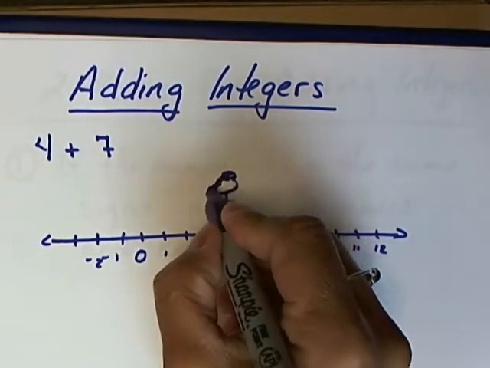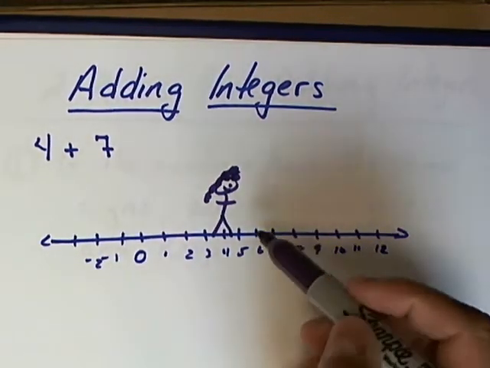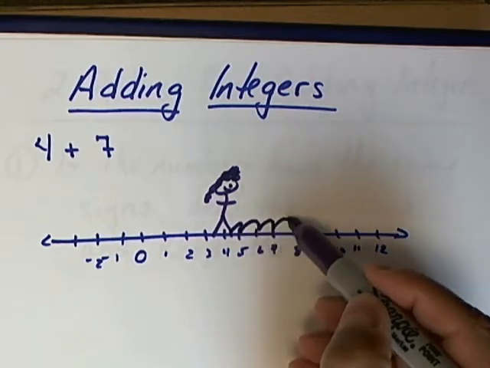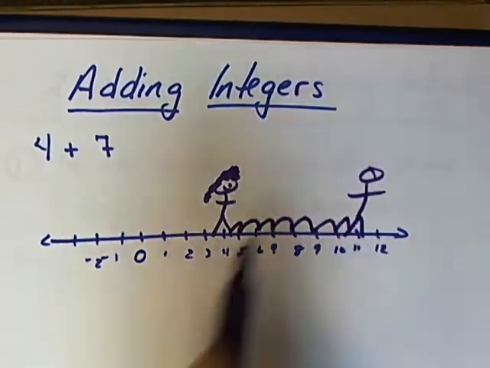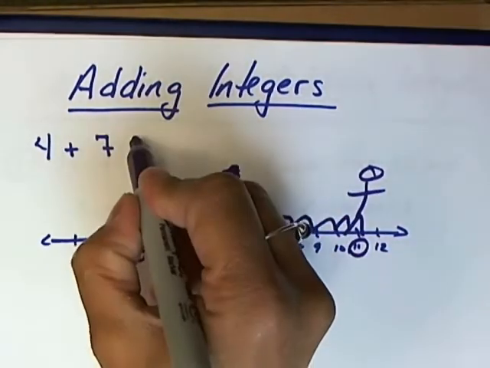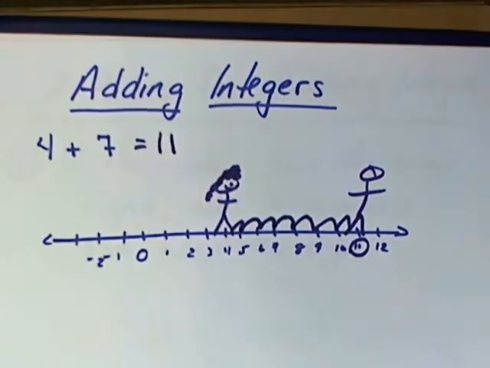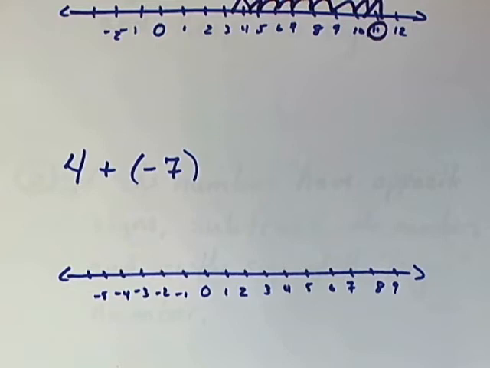So that means I'm heading this direction, so I'll put my good 80s hair on. And I'm heading in that direction. And I take 7 steps. 1, 2, 3, 4, 5, 6, 7. Okay. And my end result is here at the number 11. So 4 plus 7 is 11. Okay. So if I do the same type of problem with a negative, how is that going to change things? How will that affect it?